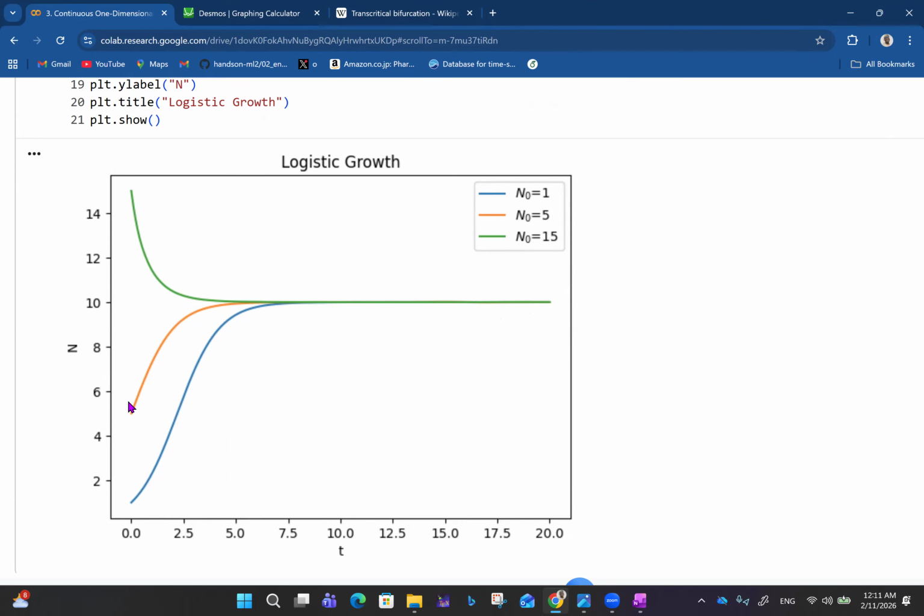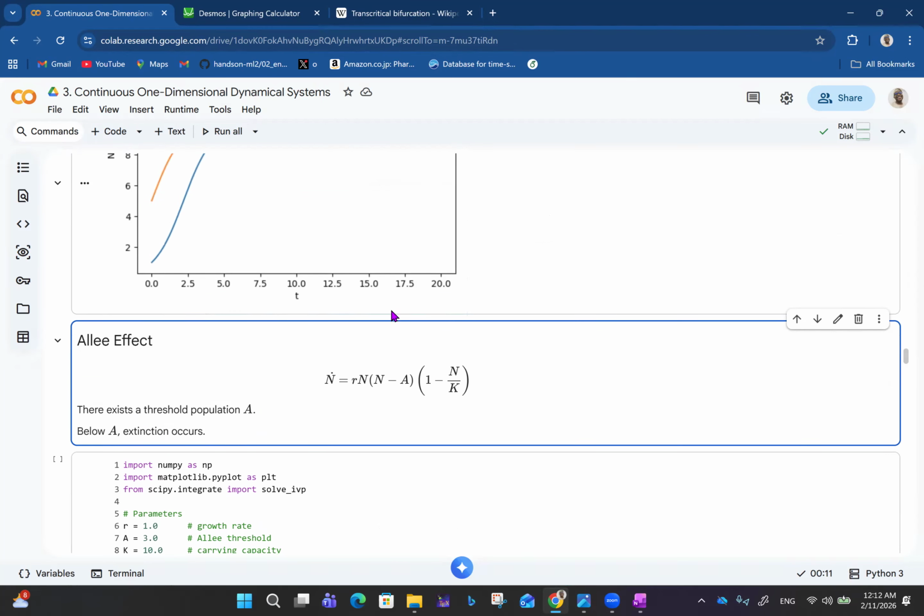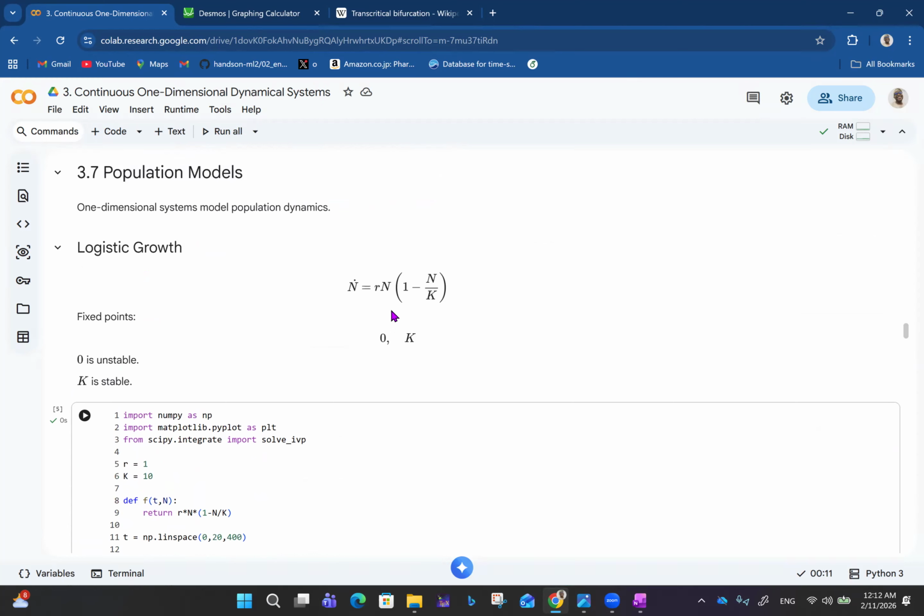Okay, so depending on the initial condition, if the initial condition is 1, it grows and then stabilizes. If it's 5, it grows and then stabilizes. If it's 15, which is above the carrying capacity, the population will have to find a way of adjusting and then balance out. It reminds me of Le Chatelier's principle in chemistry, that systems have a way of finding a balance at the end of the day. So that's the idea of logistic growth. A saturation is reached ultimately, right? So that is the idea of logistic growth.